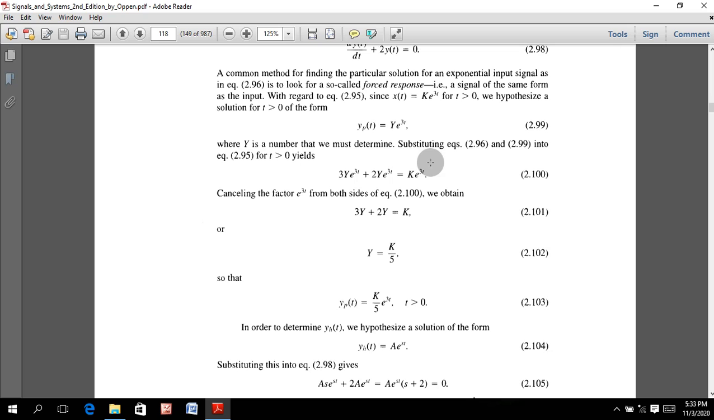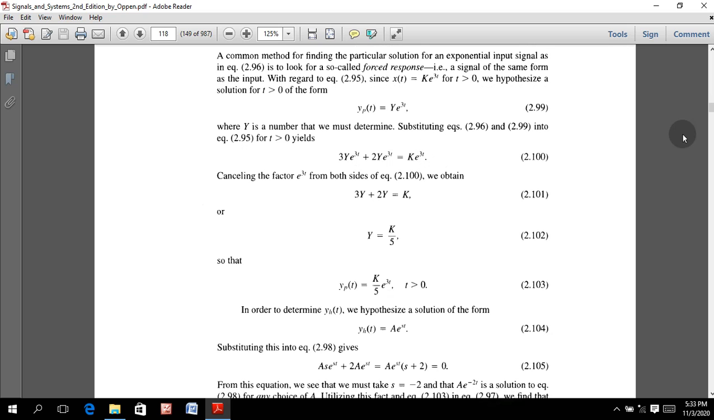So the first step is completed. Okay, the next step is: we have hypothesized a solution where the homogeneous solution is very much similar to the input signal, and it could be written as a into e to the power st.